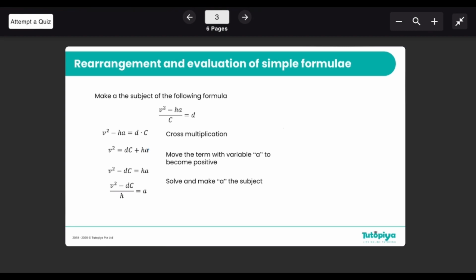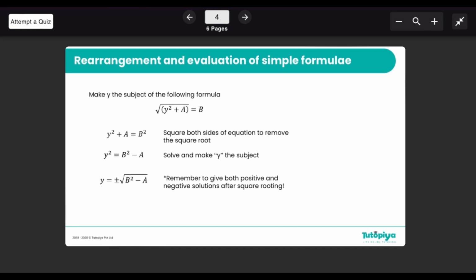Or if you are simply comfortable, there is the other way to go about it. You have that point where you have V squared minus HA is equal to DC, right? Rather than moving the HA to the right hand side, you can leave the HA here and move the V squared over, and then if you want you can multiply by -1. So this becomes positive V squared minus DC, and then you can divide by H as well. That gives us the same answer, right? So that's also possible.